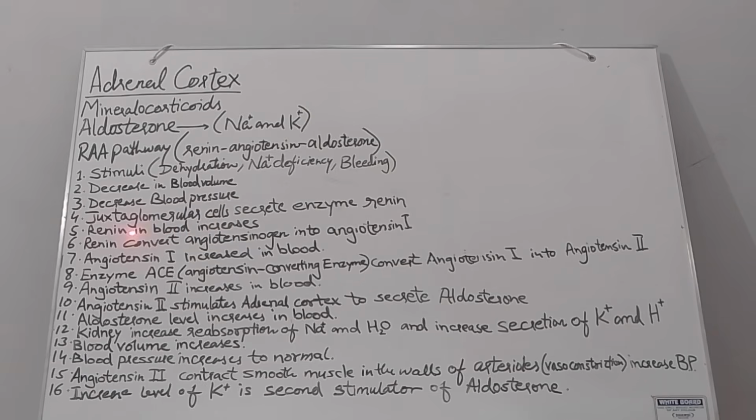Now, this renin converts angiotensinogen, which is a plasma protein produced by the liver. Renin converts angiotensinogen into angiotensin 1. As a result of this step, the quantity of angiotensin 1 will increase in the blood.